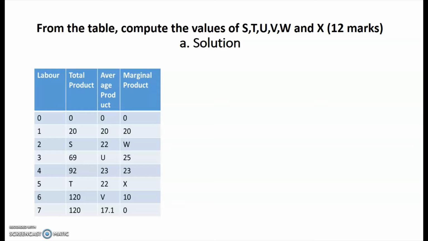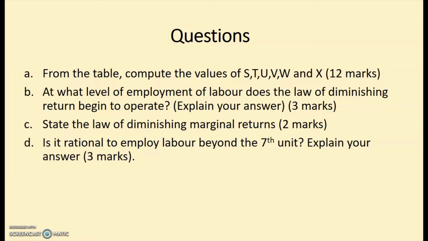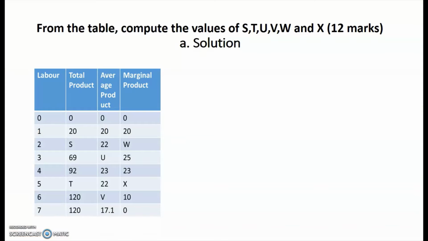Now, the first question is, from the table, compute the values of S, T, U, V, W, and then X. So we are going to compute the first one, which is S. Now with S, you realize that you can find S in the total product. So that is this S here. We are to calculate for S and then T in the total product column.